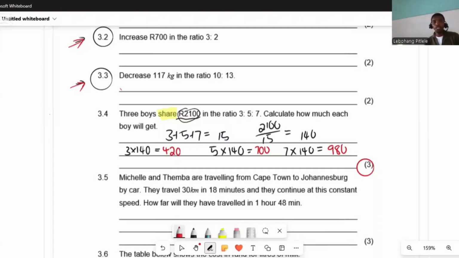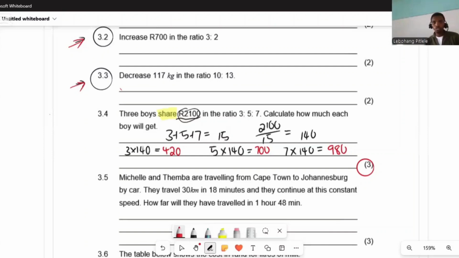They say Michelle and Temba are traveling from Cape Town to Johannesburg by a car. They travel 30 kilometers in 18 minutes. They continue at this constant speed. How far will they have traveled in 148 minutes? Right? So the first one, they said in 30 kilometers, they take how long?